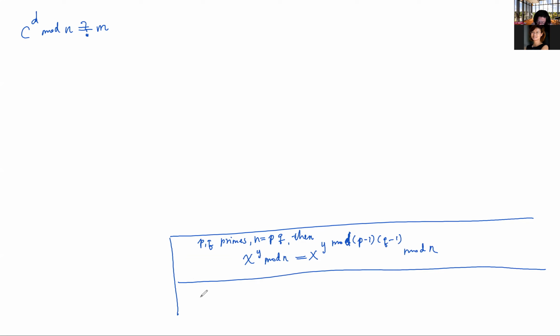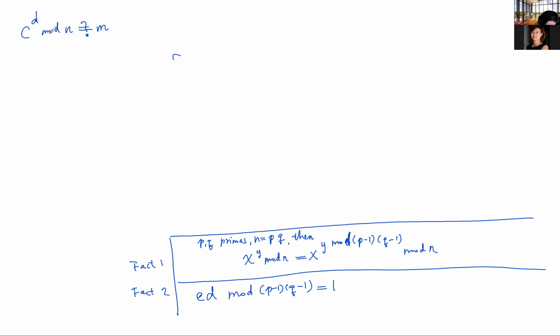Another fact is that when we choose E and D, we know ED mod Z, where Z is this, equals 1. This is just another fact, following our key setup procedure. So let's call it fact 1 and fact 2.